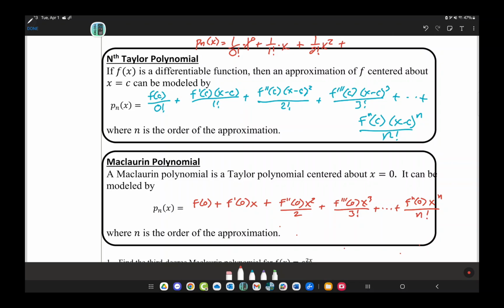With these approximations, we don't actually go on forever. We go to a certain point, and you'll see what the question is going to ask.